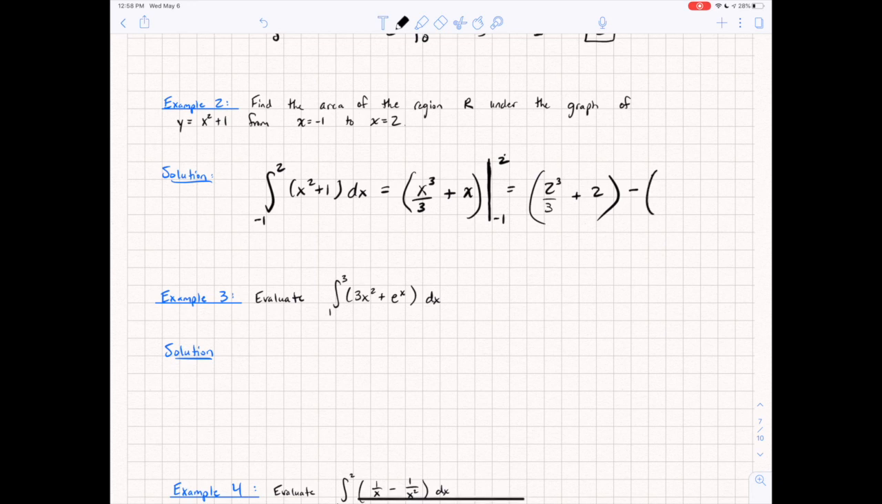So negative 1 to the third is negative 1 over 3. Plug negative 1 in for x. This is minus 1 again.